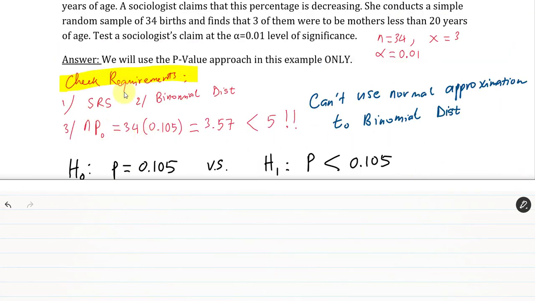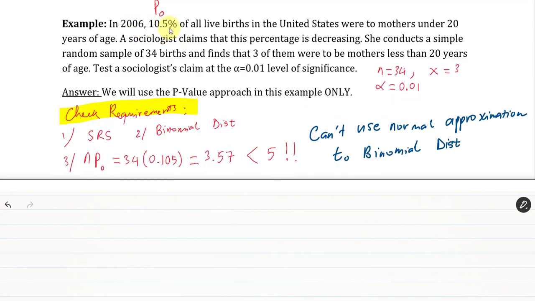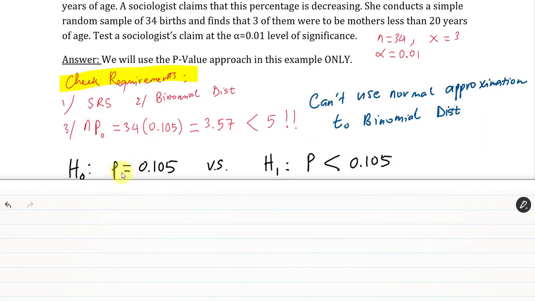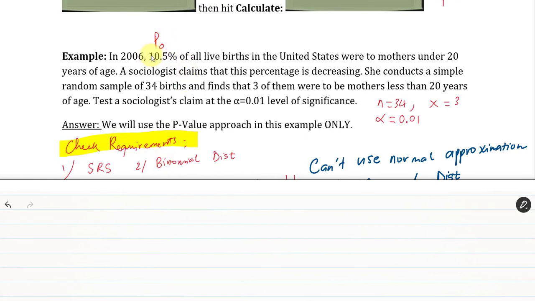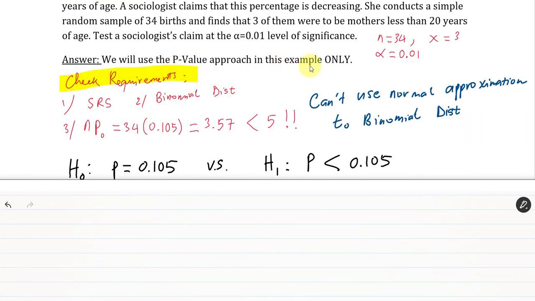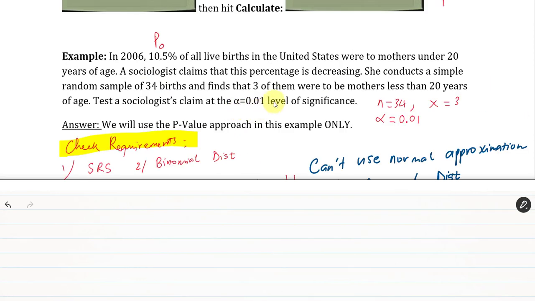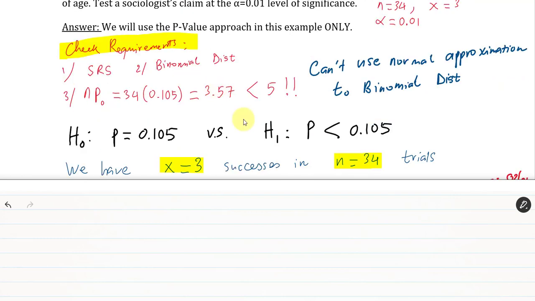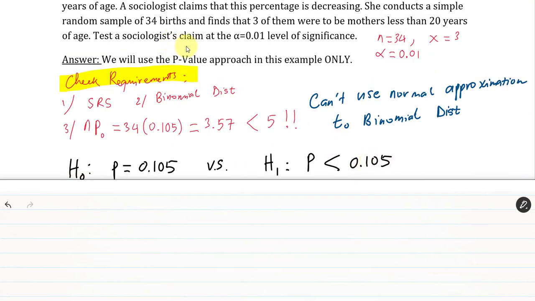Now let's set up the hypothesis claims. The null hypothesis has the equal sign. So this is the proportion case with the percentage. So P equal P naught. And you are looking to see if it is less than 20 years of age, or you are looking for the claim that this percentage is decreasing. That means it is less than the assumed value, or P less than 0.105 here.